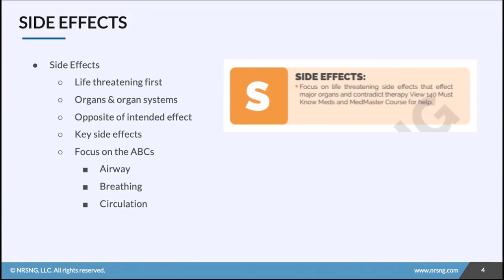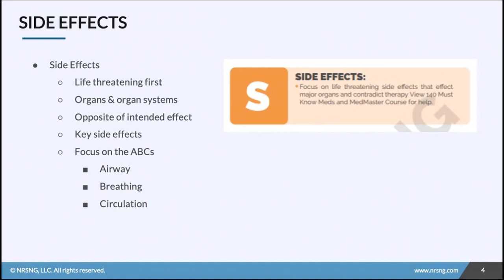Then I want you guys to focus on and understand those side effects that are opposite of the intended effect. If I'm giving a blood pressure medication and it causes vasodilation, what are the opposite outcomes that might occur for me trying to lower a patient's blood pressure? That is how you can start to identify what side effects really matter.